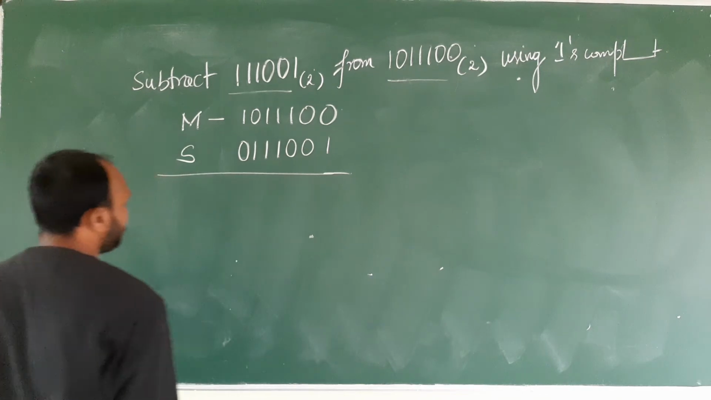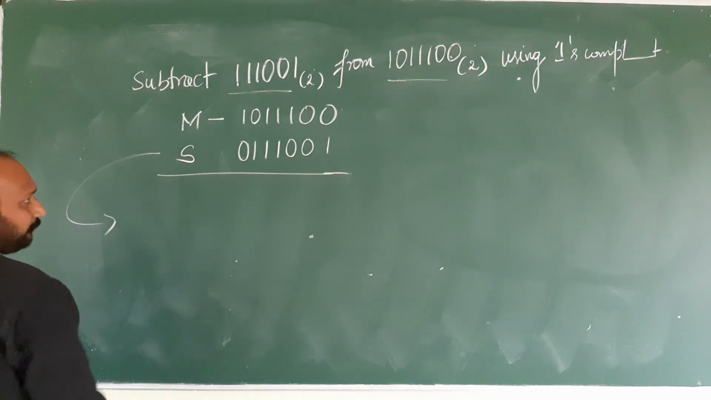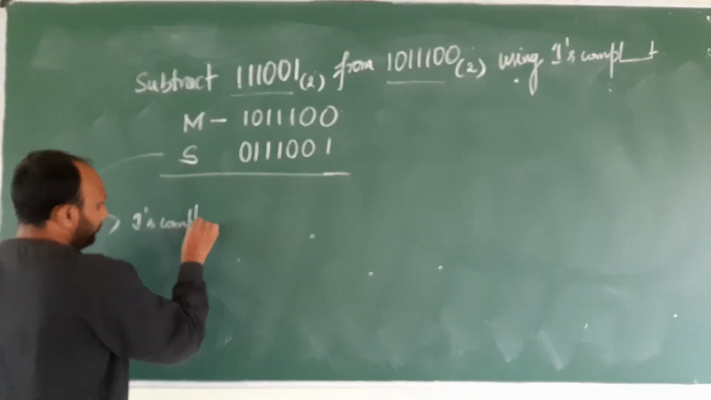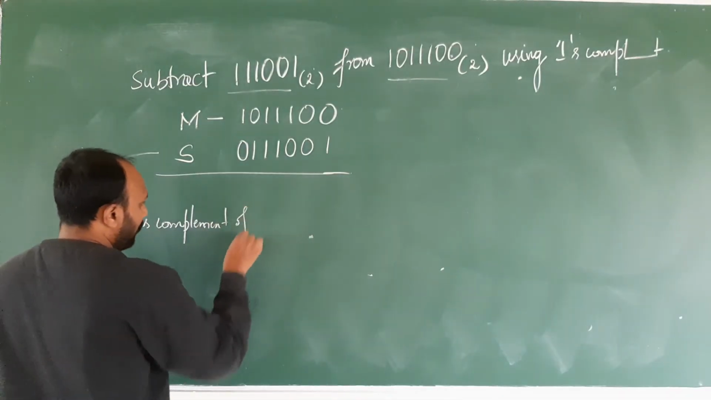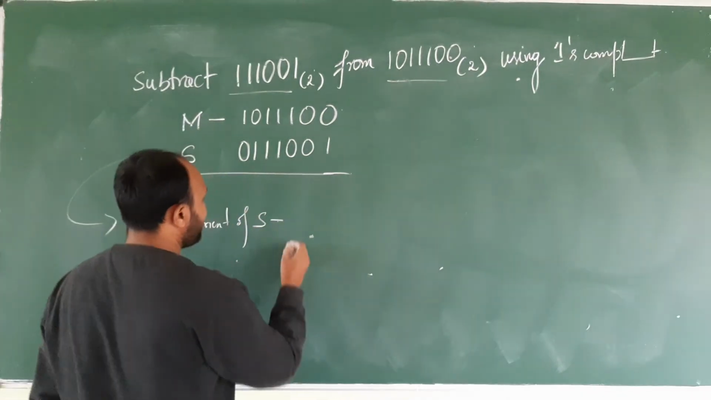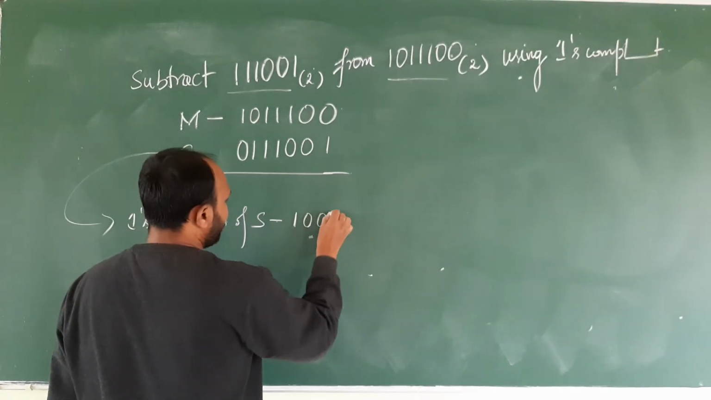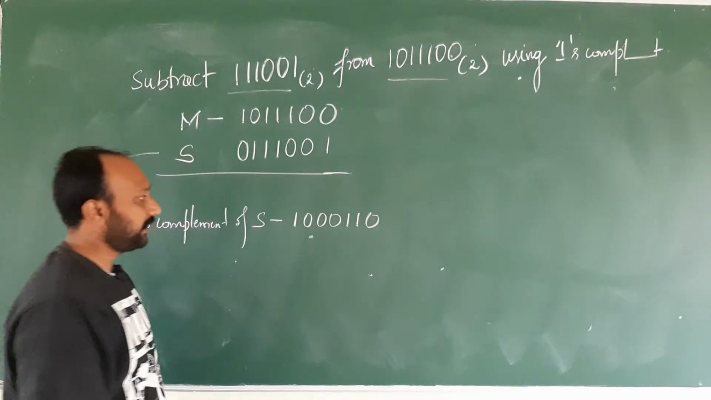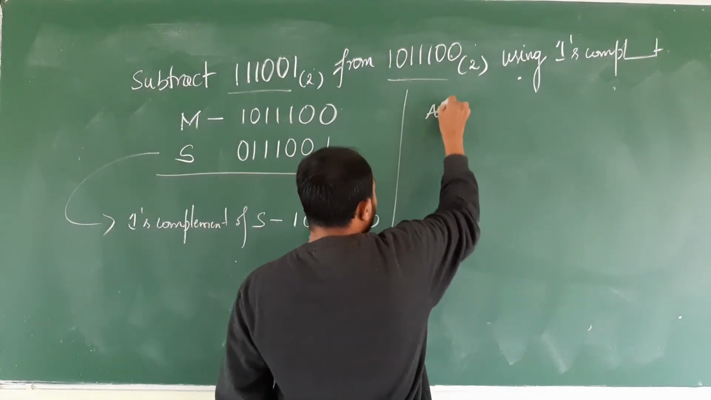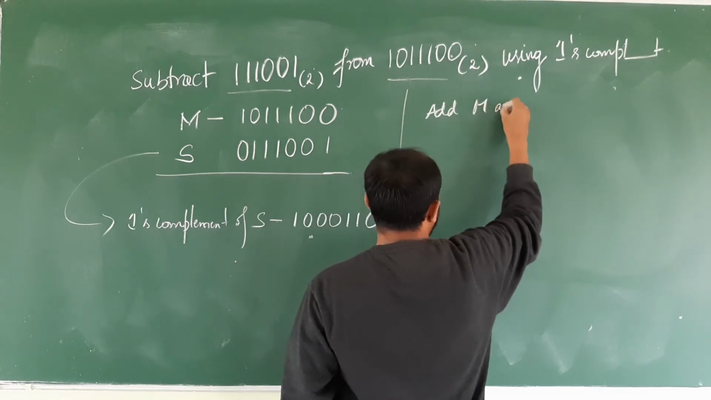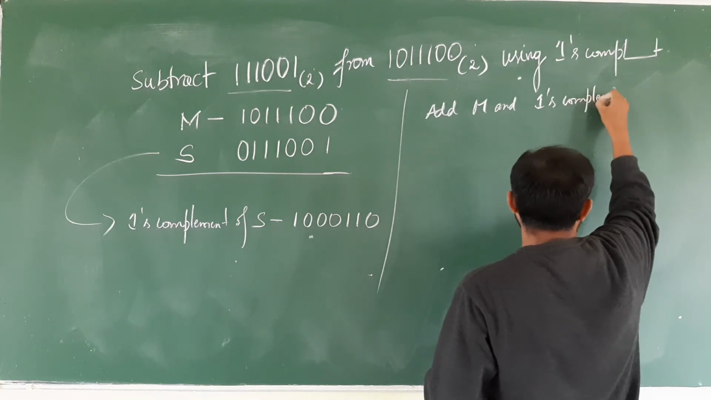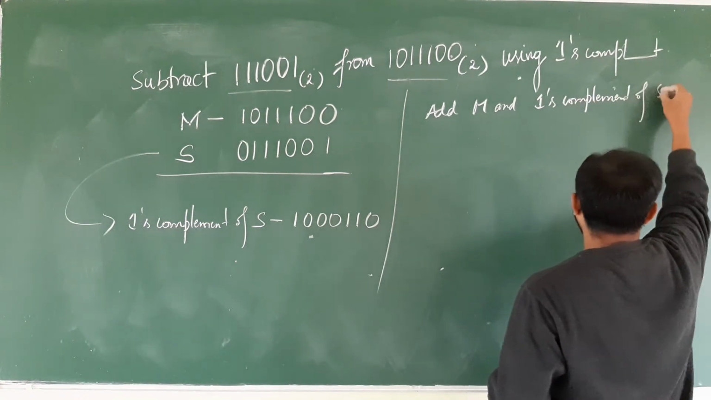Okay. Now, what is the procedure? The procedure demands us to first find the 1's complement of the subtrahend. What is the 1's complement of the subtrahend? Convert 0 to 1 and 1 to 0. Very easy. So 0 0 0 1 1 0. This is the 1's complement of the subtrahend. Next, add the minuend and the 1's complement of the subtrahend.